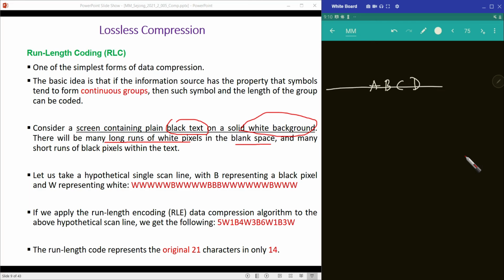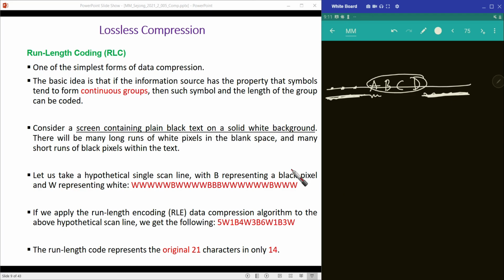So if you think about one scan line, and this is 1 pixel, this is 1 pixel, this is 1 pixel, what will happen? In this area the pixels are usually black, and in this area the pixels are usually white. In this area the pixels are usually black. So there are long runs of black pixels, but in the text area, long runs of white pixels. Similarly, if we have black text on a white background, this area will be long runs of white pixels, and this will be long runs of black pixels, something like that.